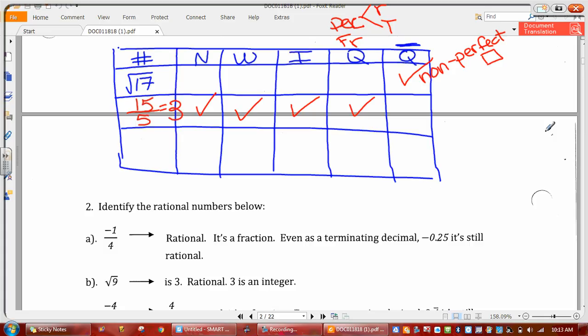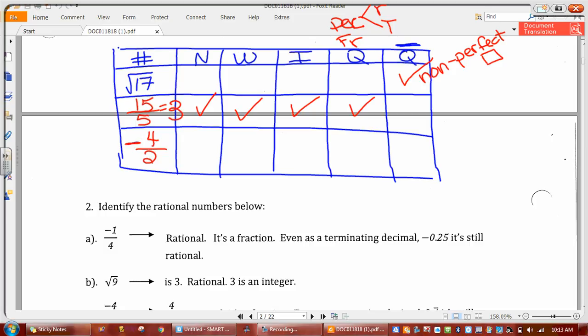All right, let's take a look at the next one. Negative 4 over 2. Now what's negative 4 over 2 going to give us?